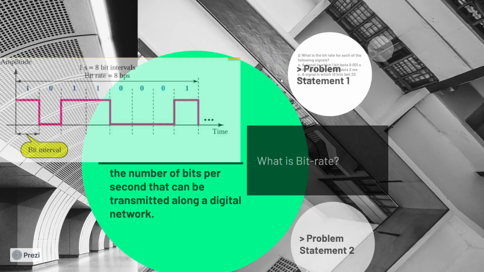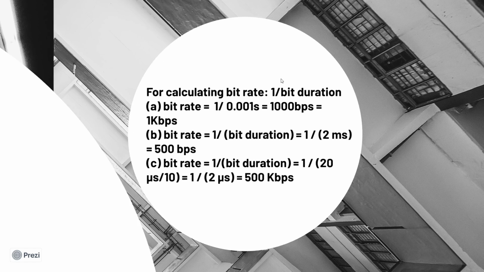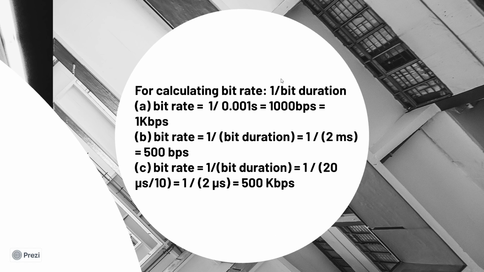Let's see problem statement one. What is it asking? What is the bitrate for each of the following signals? A signal in which one bit lasts 0.001 second. So here we are asked to find the bitrate. For that there is a very simple formula, that is 1 upon bit duration. So how to calculate the bitrate?